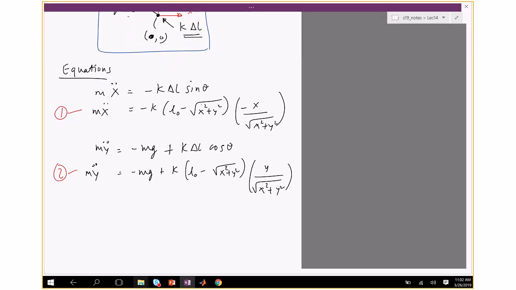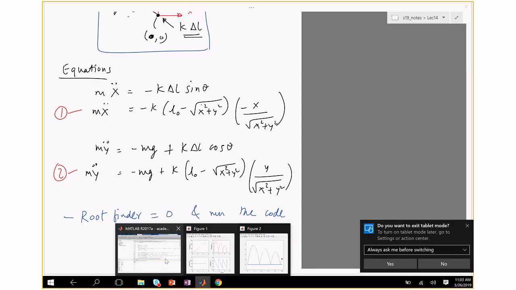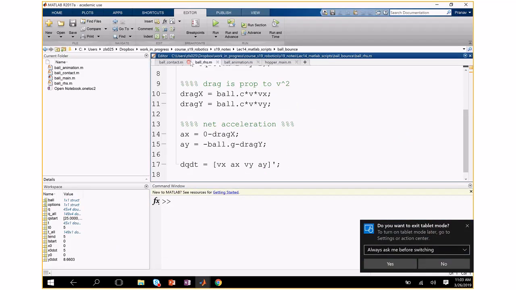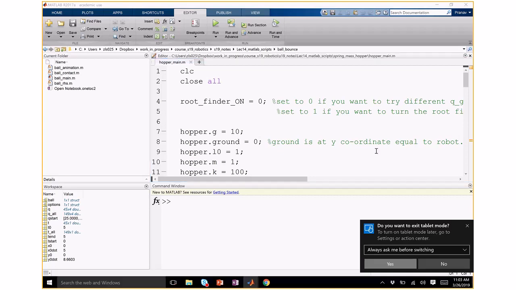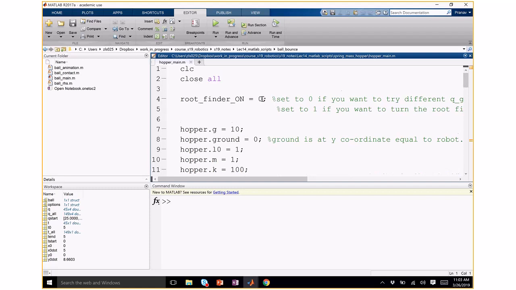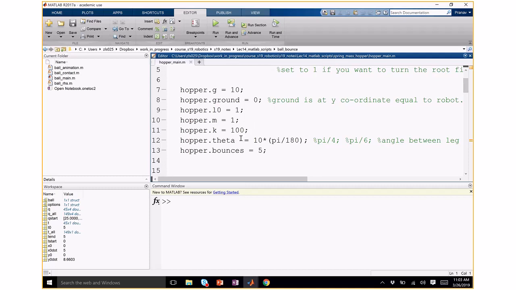So essentially what you'll do is, in the code there is something called root finder, set it equal to 0 and run the code. Okay. So just taking the system in MATLAB and simulating the system, and we'll see what we get. Okay, so root finder on, I put that equal to 0. Hopper has a bunch of parameters. I assume gravity will be 10, doesn't affect things too much. There's a spring constant, which is 100. And what I'm doing here is I'm going to fix the angle at which it lands at 10 degrees, which I convert to radians.